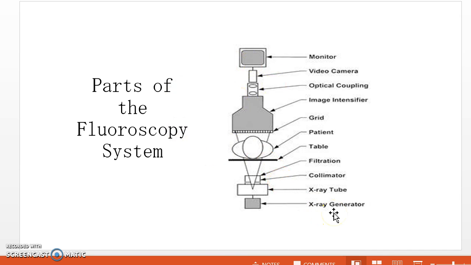So you have the filtration, the X-ray tube, and the X-ray generator. On to the next one.